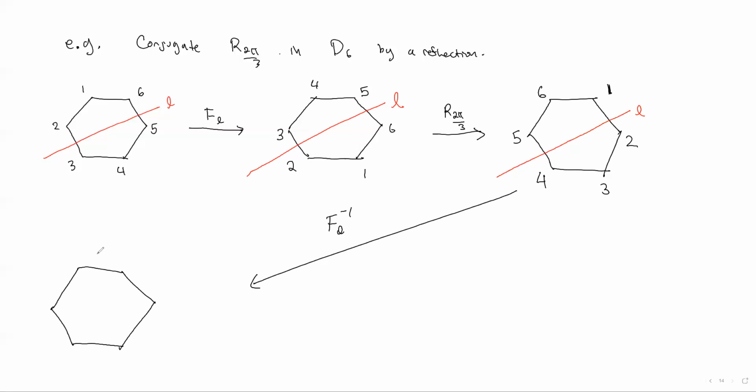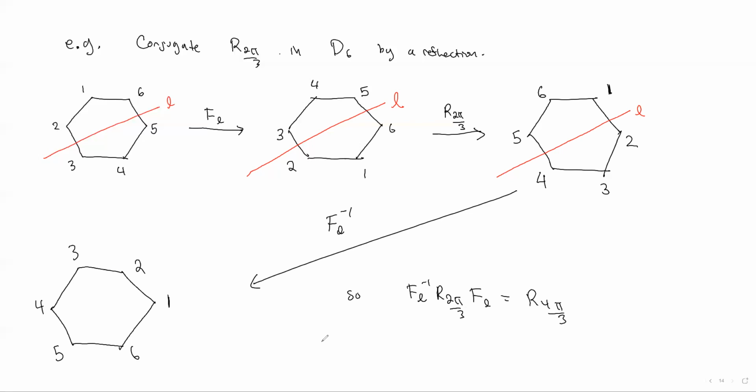I get 2, 1, 6, 3, 4, 5. And this is just the same as r 4 pi over 3. So FL inverse r 2 pi over 3 FL is r 4 pi over 3. And this matches what I said before. And time's up.